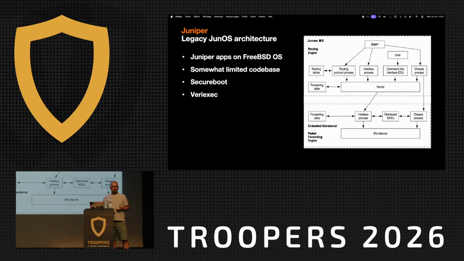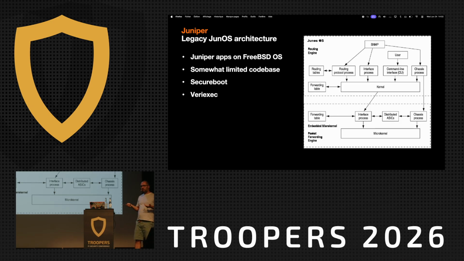So this is the architecture of the legacy JunOS. We have here on the top the OS that is running on the routing engine. The routing engine is the CPU, the computing process of the router. And on the bottom, we have the line cards. The line cards are the interfaces, the ports towards the core or the customers.